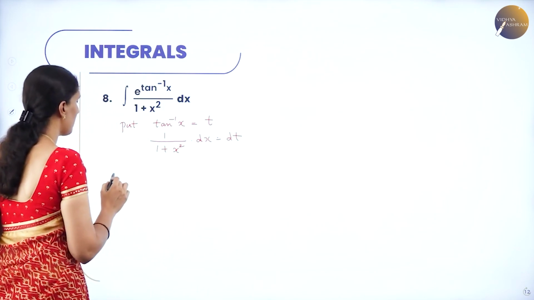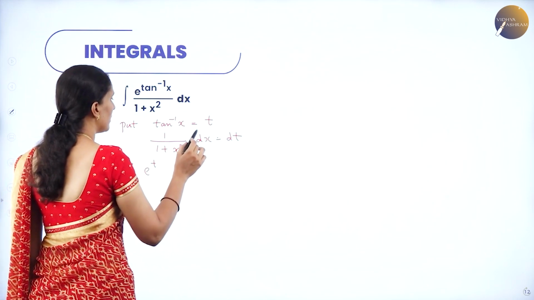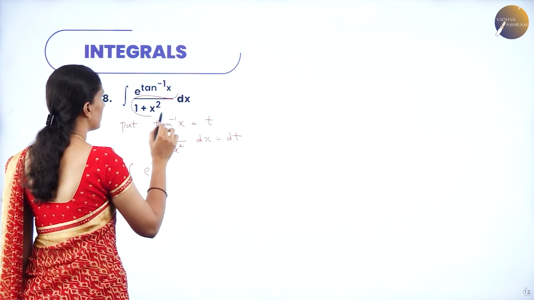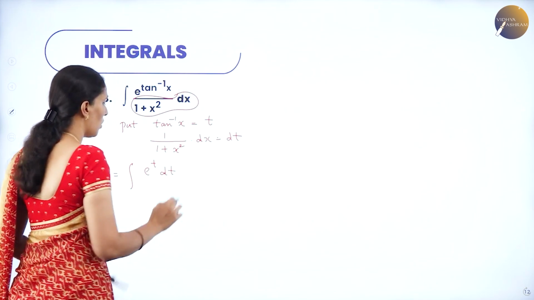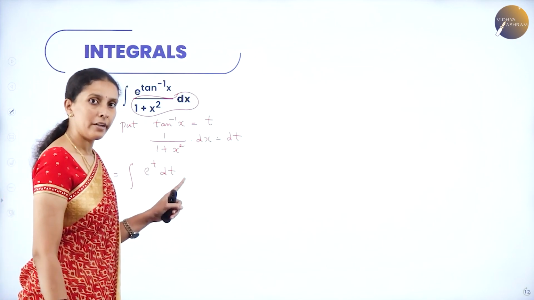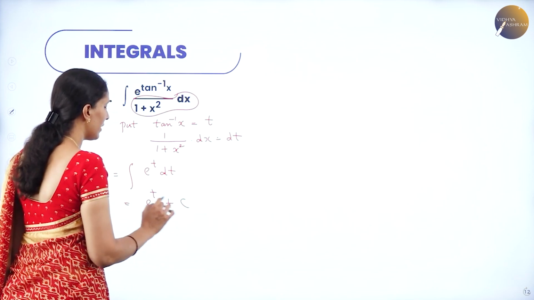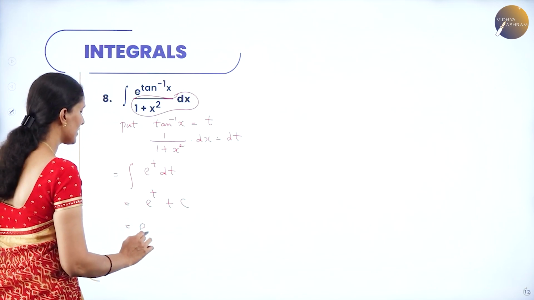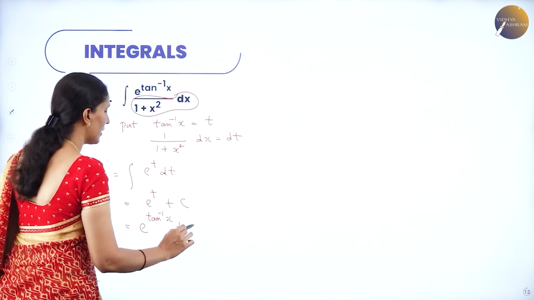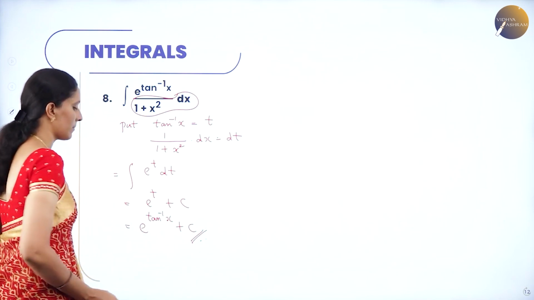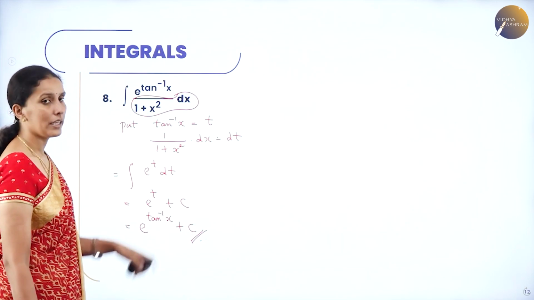Now just replace it back. Integral of e power t, and this function can be taken as dt. What is integral of e power t? It is e power t plus c. But what is t we have taken? We have taken t as tan inverse x. So therefore the answer is e power tan inverse x plus c. So this is the function whose derivative is given.